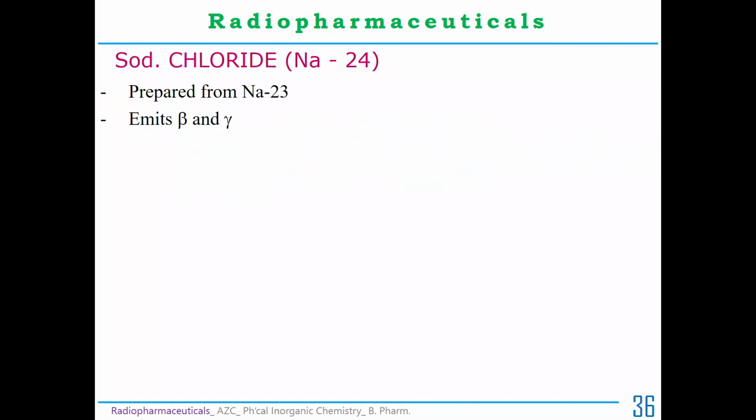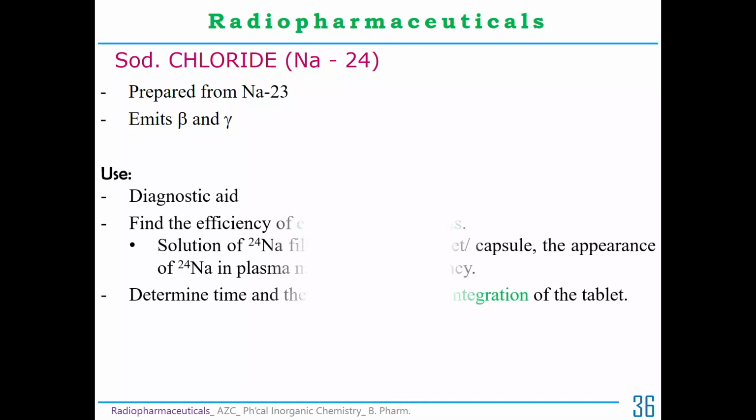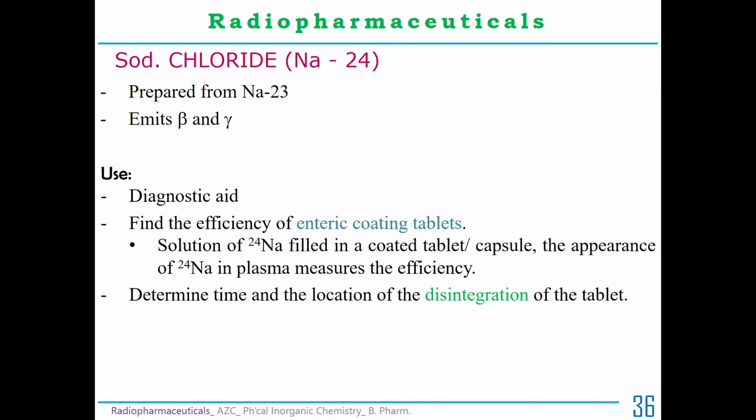Sodium chloride, sodium 24. It is prepared from sodium 23 and emits beta and gamma rays. Use diagnostic aid. Find the efficiency of enteric coating tablets. Solution of sodium-24, filled in a coated tablet or capsule. The appearance of sodium-24 in plasma measures the efficiency, determine time and the location of the disintegration of the tablet.